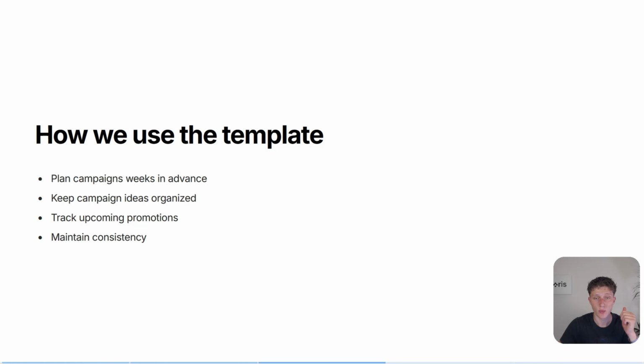We plan campaigns weeks in advance, usually 3 or 4 weeks in advance for all our brands, for all our clients. Then we also keep campaign ideas organized. We track upcoming promotions, always great for entering all those promotions, all those holidays in advance of the year, and then just working around them. And then we also, of course, maintain consistency, because when there's an event coming up, when we don't have that much time in the brand for actually planning out the content, we always have this 3 to 4 week safe zone, you could say, where the campaigns would just naturally keep setting up.